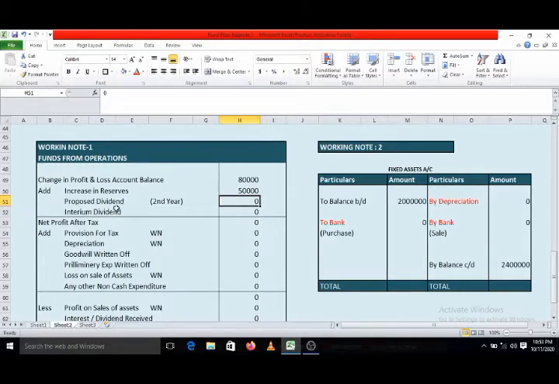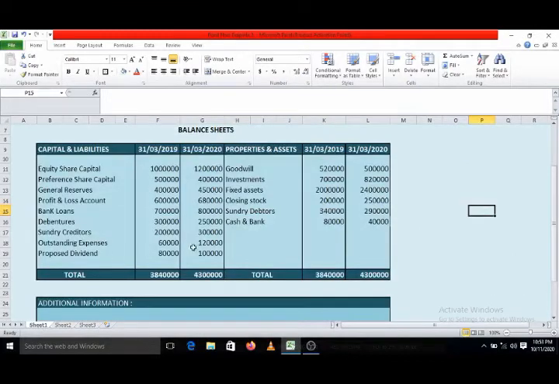Now next is proposed dividend. Which proposed dividend? Of the second year. Now second year proposed dividend we have to add. Proposed dividend is here, that is 1 lakh. Proposed dividend is rupees 1 lakh. Second year, first year 80,000, second year is 1 lakh. Now before moving further, just again I will make this one issue clear. This is the proposed dividend.